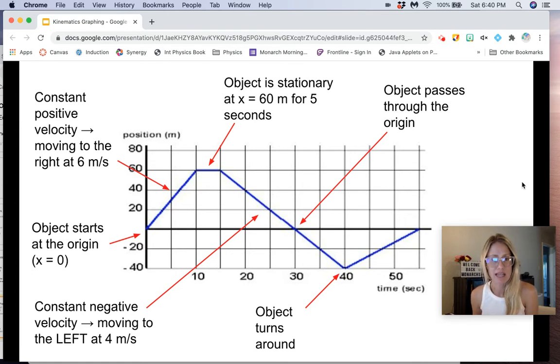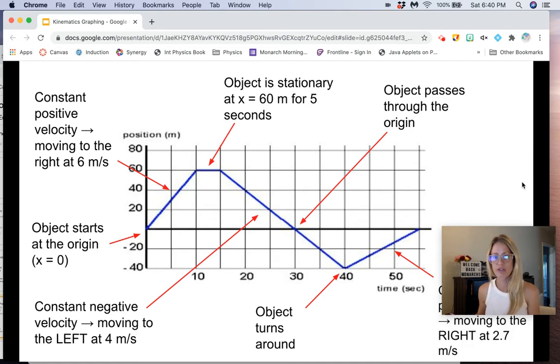So the rise in this case is 40, and the run is 15. So 40 divided by 15 is 2.67.